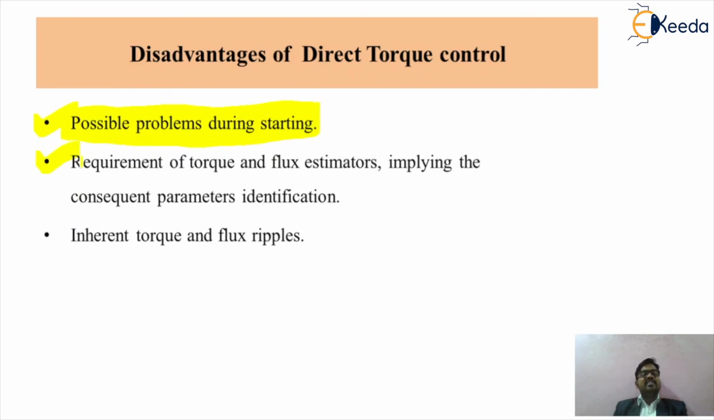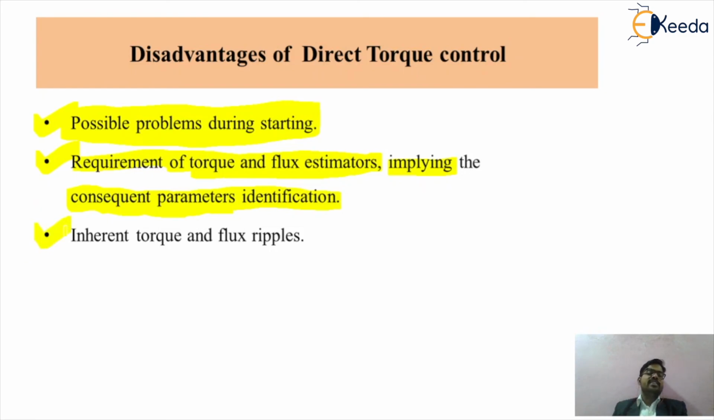The second disadvantage is the requirement of a torque and flux estimator in the direct torque control loop, implying the consequent parameter identification. Obviously, in the torque and flux estimator, we need to sense the value of the voltage and current. This is a disadvantage of direct torque control, because from the sensing of the stator voltage and current, we can control the torque and flux by the use of the torque and flux estimator. So this is the second disadvantage.